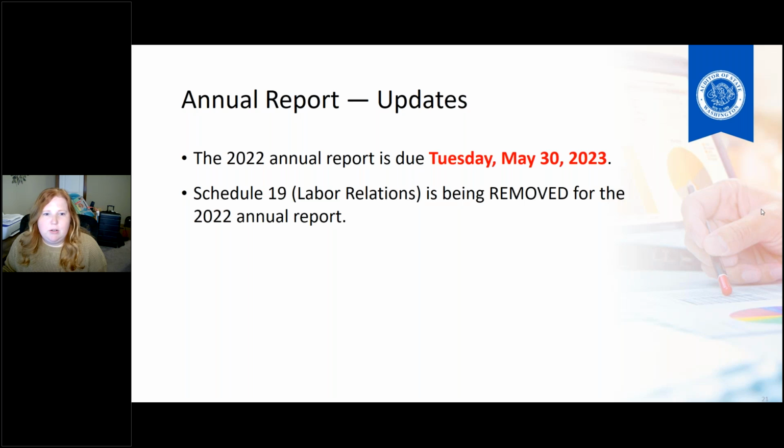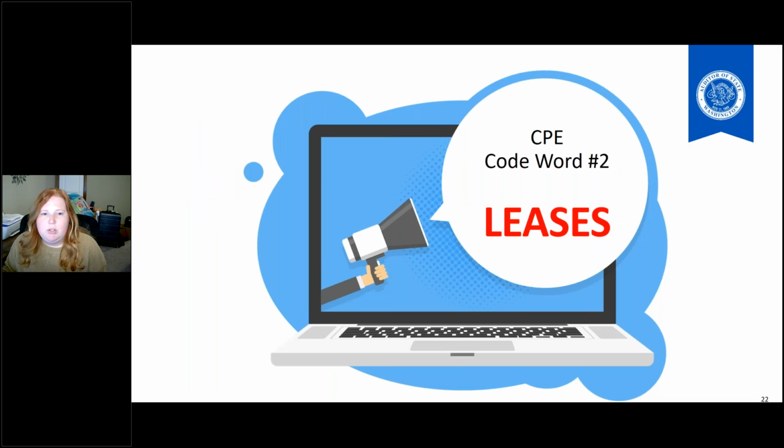And that brings us to our second code word, which is leases. So again, that second code word is leases. Make sure to jot that down if you're tracking for CPE.